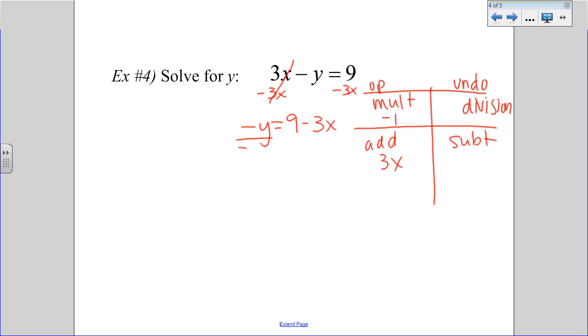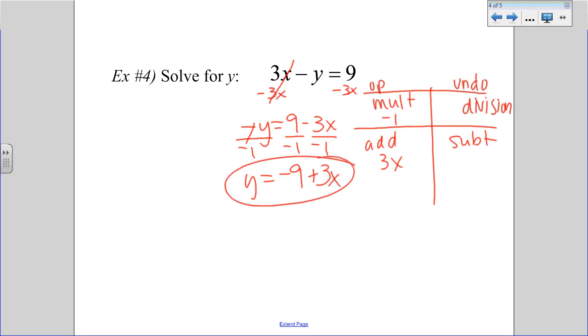We're going to divide by -1. And if you remember here, guys, we're going to divide every term by that -1. So we're going to have y is equal to -9 plus 3x. So here is what our solving for y looks like.